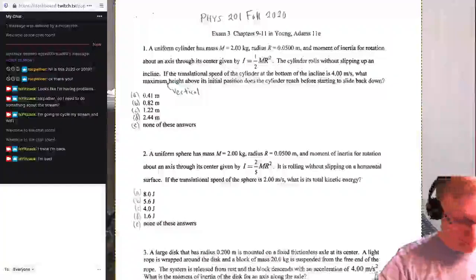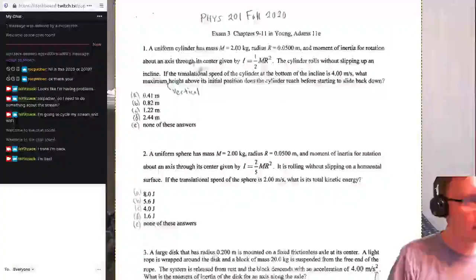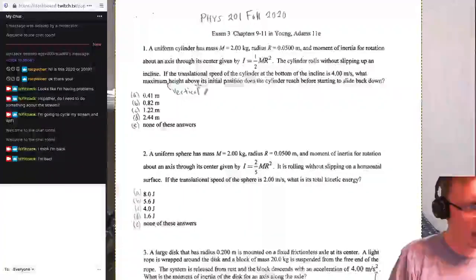Okay. So we have a uniform cylinder with a given mass and radius, and the moment of inertia for rotation about its axis is given by 1/2 mR². The cylinder rolls without slipping up an incline. If the translational speed of the cylinder at the bottom is 4 m/s, what is the maximum vertical height above its initial position does the cylinder reach before starting to roll back down?